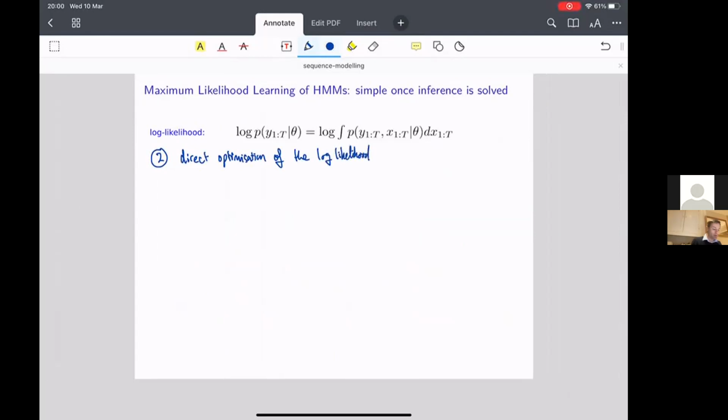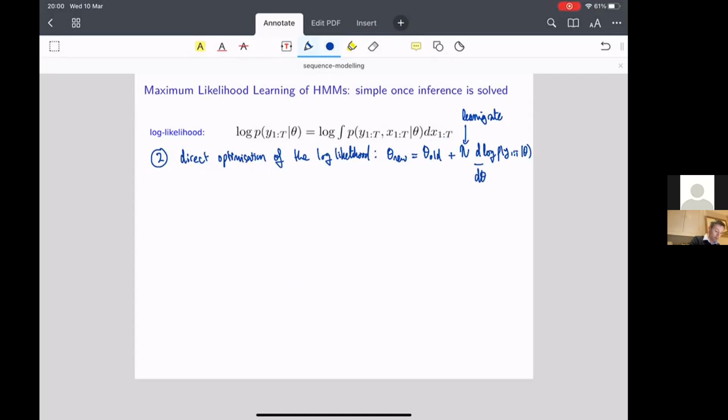What do I mean by that? I mean, what we're going to do is run some gradient-based procedure. It could be gradient descent, where theta new is equal to the old setting of theta, plus some learning rate, let's call this symbol, times d log p(y_1:T | theta) by d theta. So we're going to run gradient descent here to optimize the parameters.